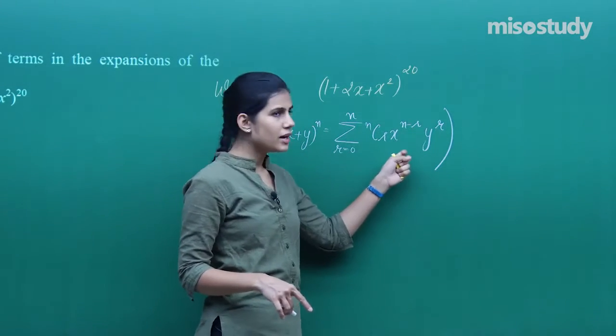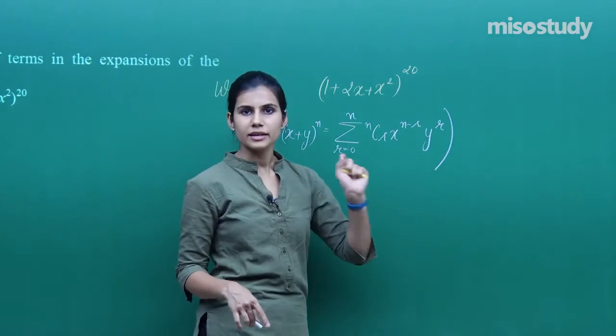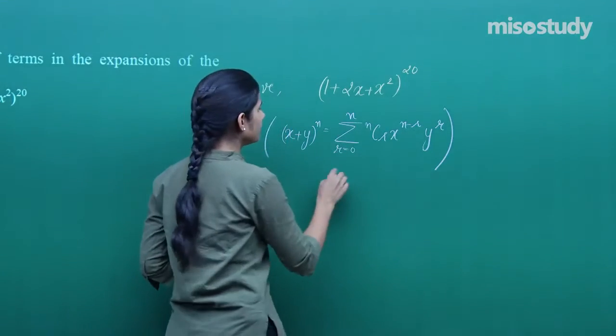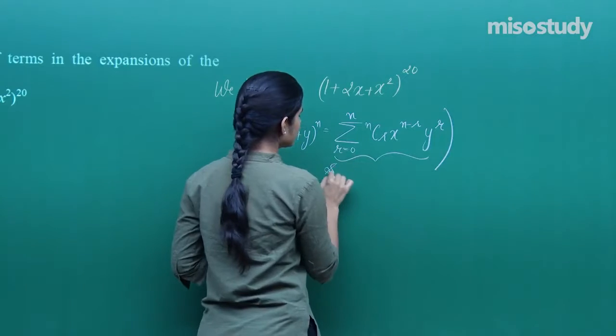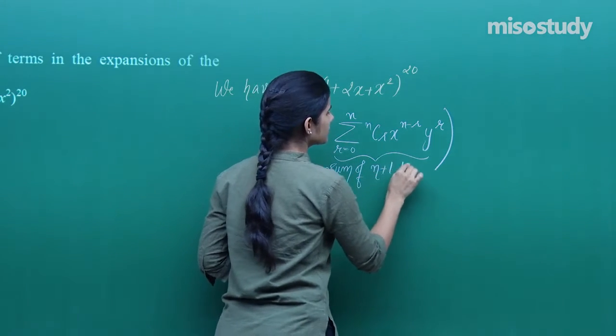Corresponding to each value of r there is a term which is being obtained over here. That means in this expansion there are n + 1 terms. So here this is the sum of n + 1 terms.